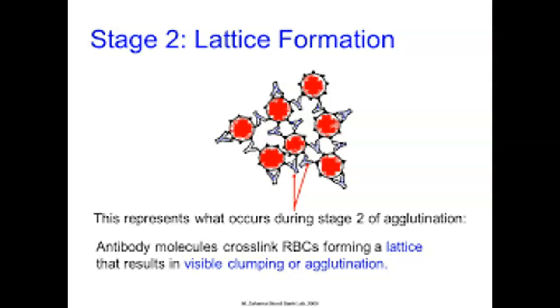Here's a picture of lattice formation, and this represents what occurs during the second stage of agglutination. Antibody molecules cross-link with red blood cells, forming a lattice that results in visible clumping or agglutination. So this illustration of stage 1 and 2, these pictures that I put in for you, it's actually hemagglutination because red blood cells are used as the insoluble particle, but the sensitization and lattice formation phases work the same, and you can use different carrier particles, and we're going to learn about those.